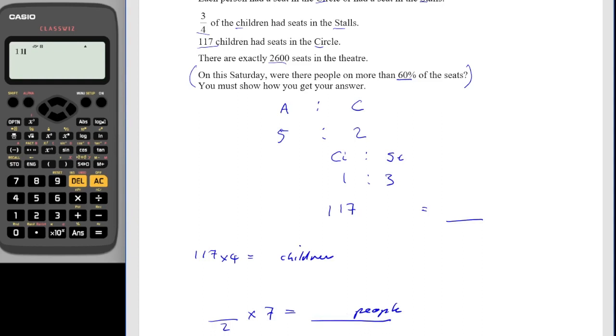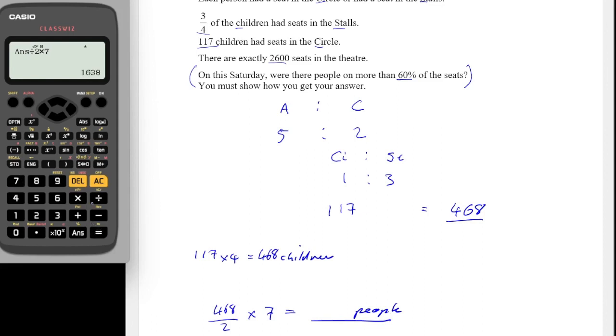So what I should have done here is 117 times by 4 to find the number of children. So we've got a total of 468 children. Same process though, 468 divided by 2 times by 7 will give us the number of people.